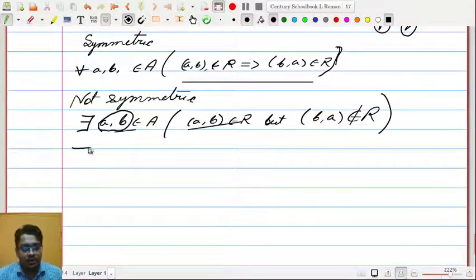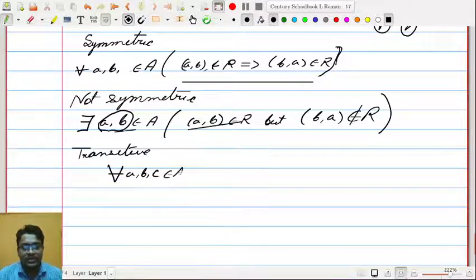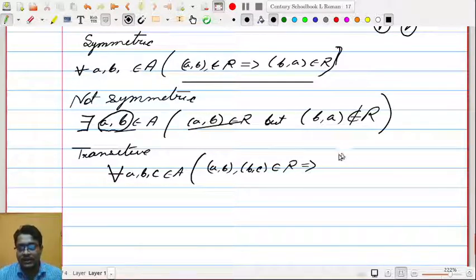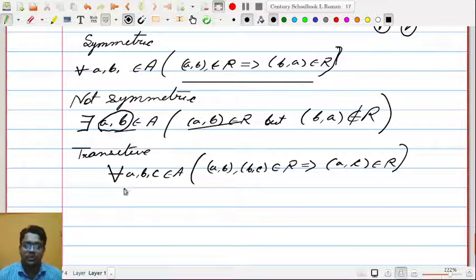And under what condition is a relation transitive? If I write it in terms of mathematical logic, a relation is transitive if given any a, b, c inside A, this implication is true: if (a, b) and (b, c) are in R, then (a, c) should be in R. If this implication is true, then it's transitive.